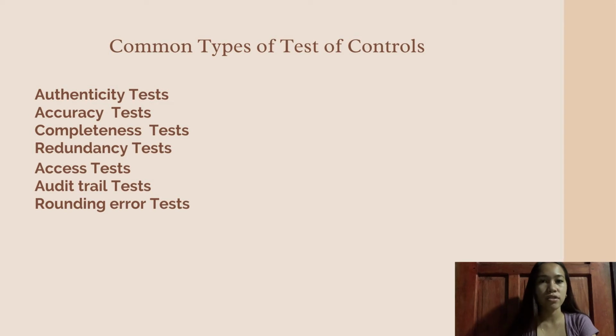And the last is the rounding error test, which verifies the correctness of rounding procedures. Rounding errors occur in accounting information when the level of precision used in the calculation is greater than that used in reporting. An example of this is interest calculations on bank account balances may have a precision of 5 decimal places, whereas only 2 decimal places are needed to report balances. If the remaining 3 decimal places are simply dropped, the total interest calculated for the total number of accounts may not equal the sum of the individual calculations.